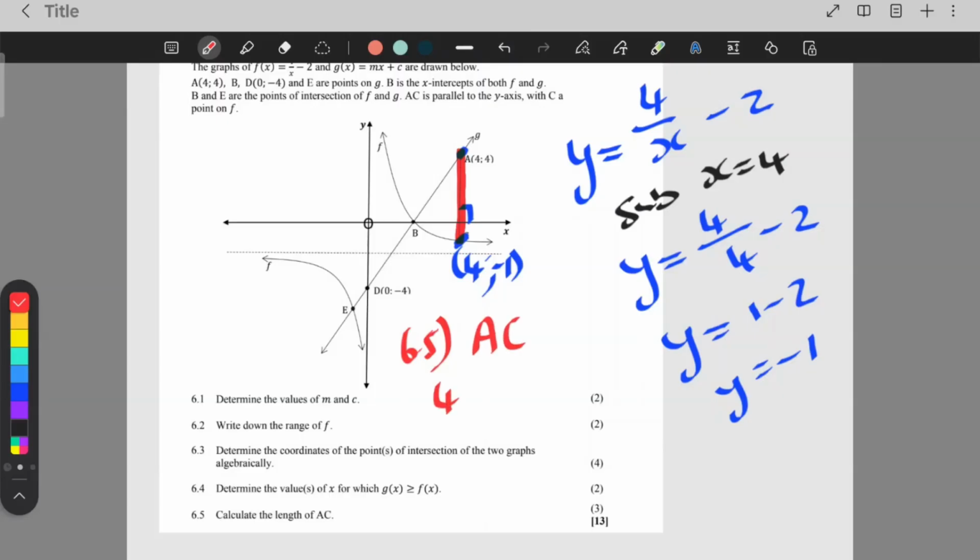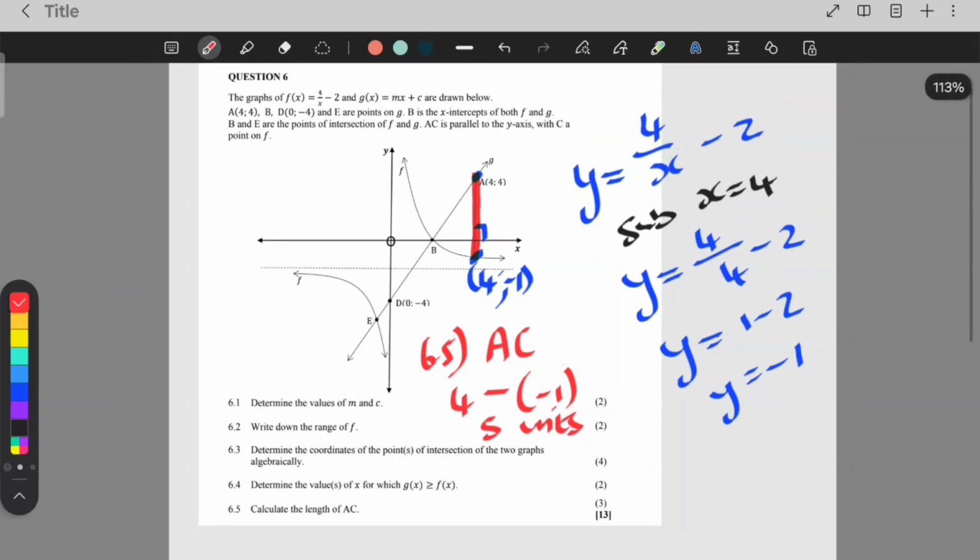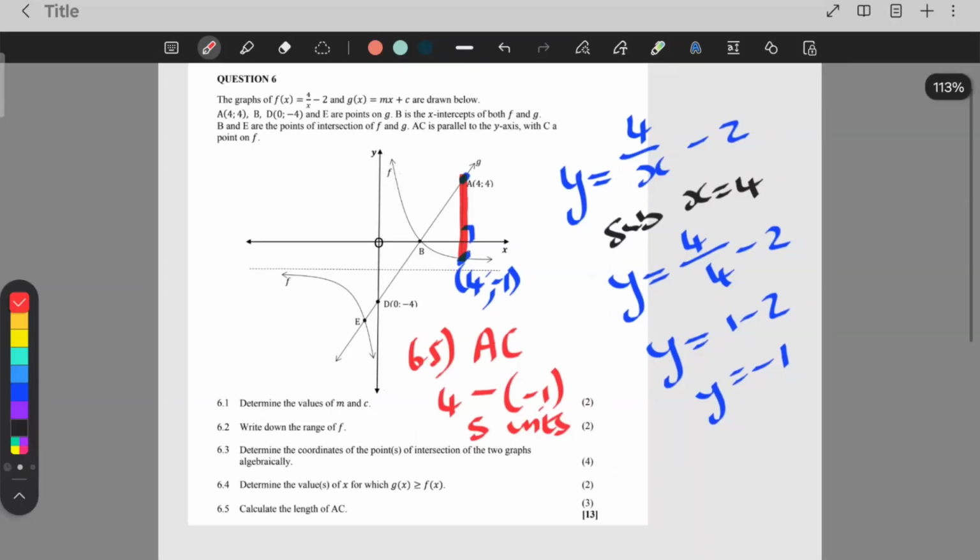So to get the distance, let's write 6.5. AC is biggest y minus smaller y. And I get 5 units. And that's how you can do that question. And that's for 3 marks, eh? And that's the function question of this paper.